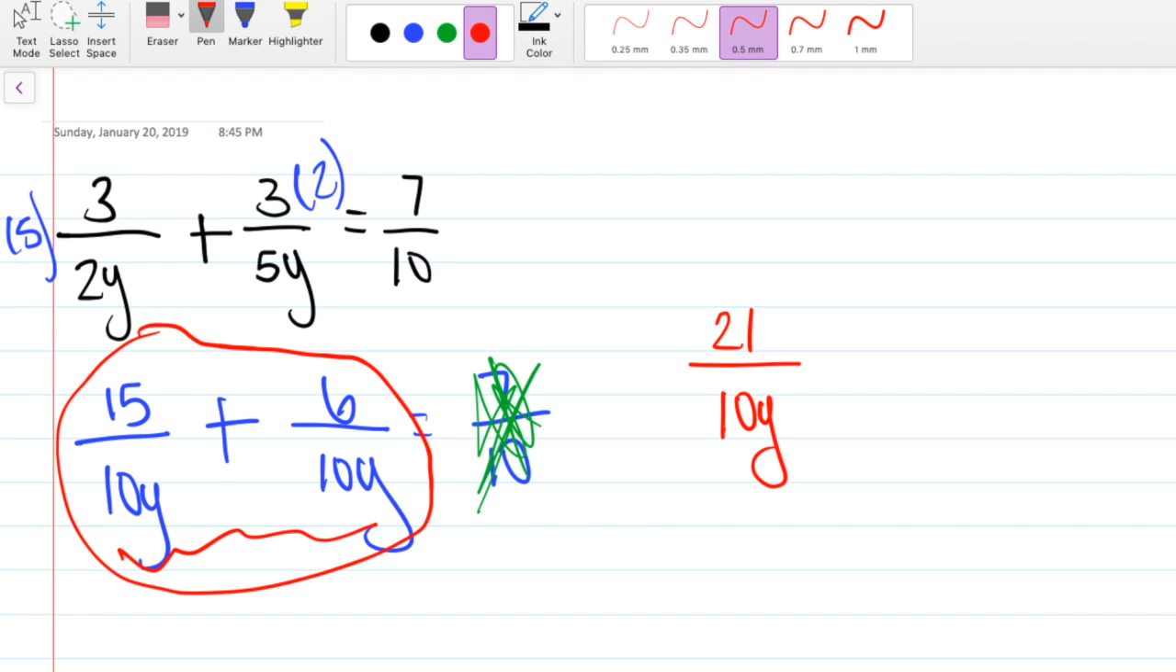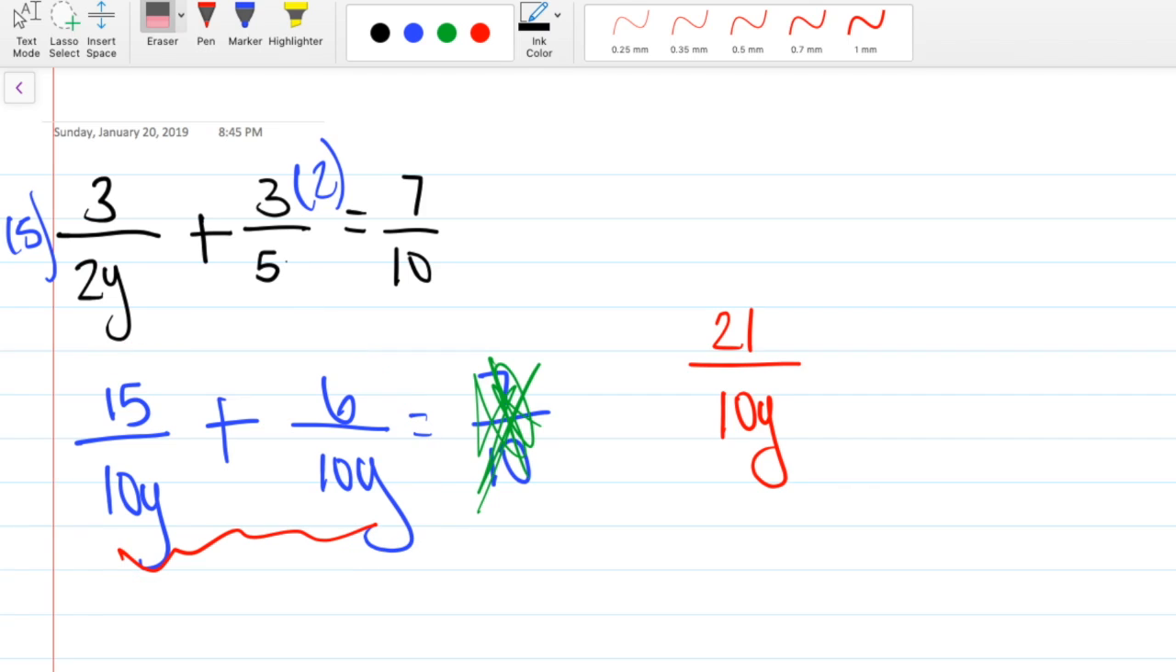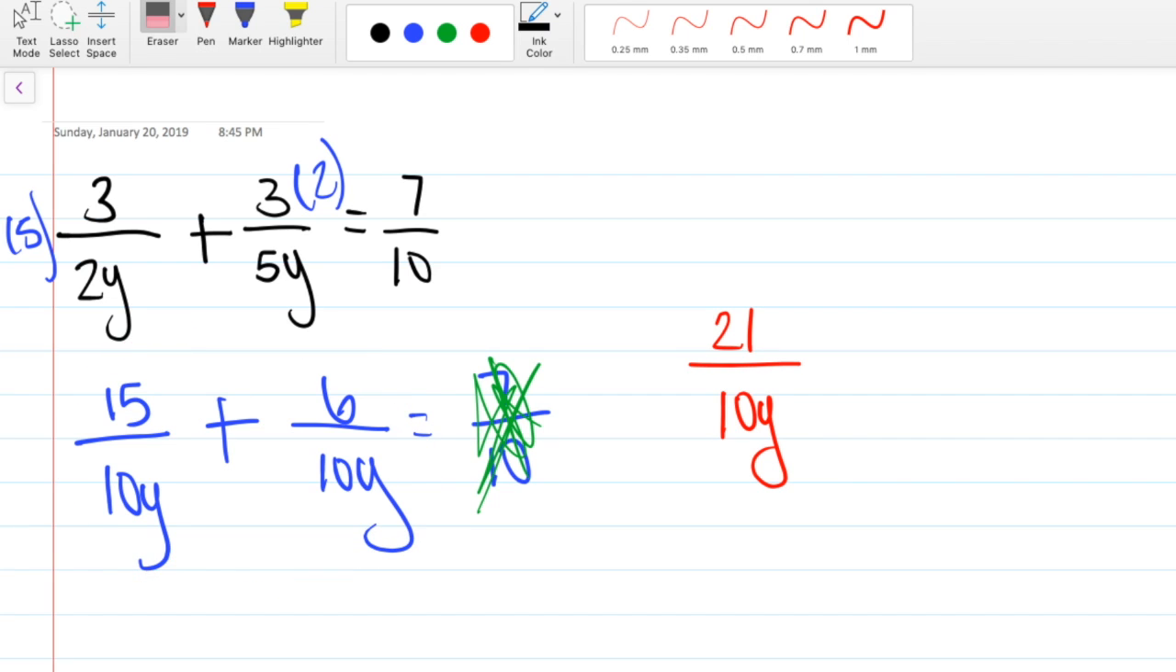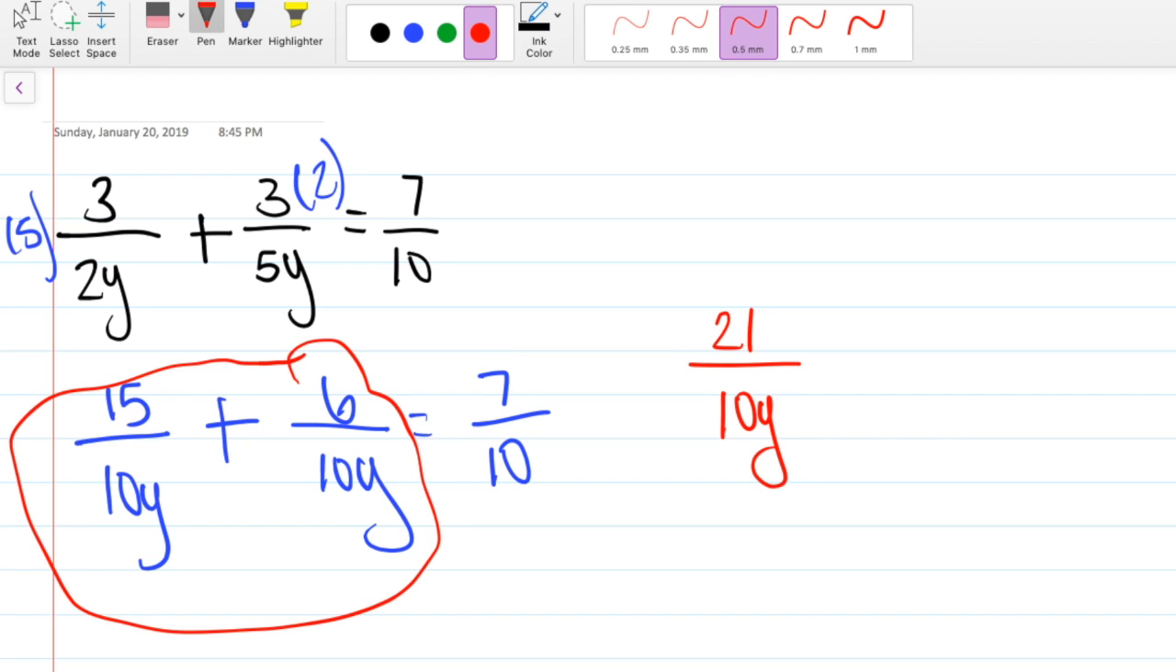All right, let me delete all this fancy stuff that I just made right here. Whoops, I think I deleted too much. Okay, delete. Let's see if I can delete that without deleting. Perfect. All right, so now I'm going to replace this stuff right here with the 21 over 10.